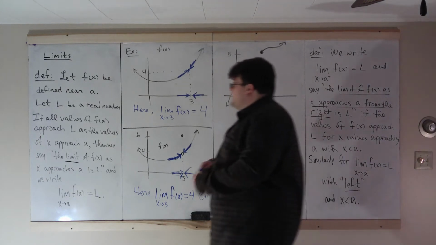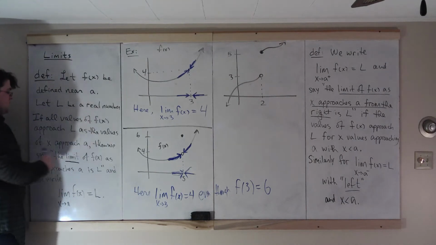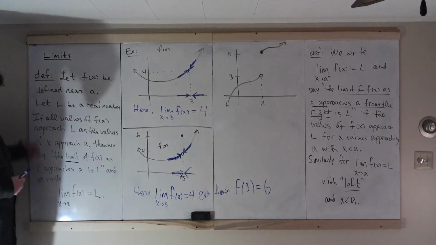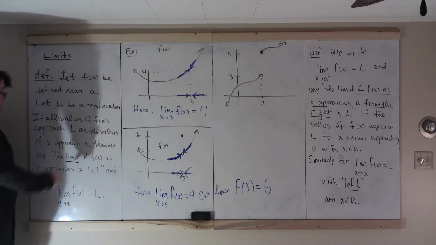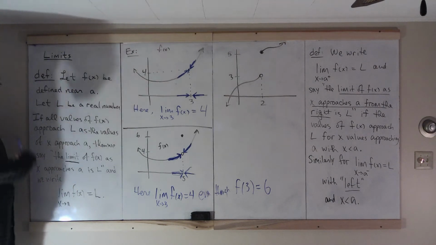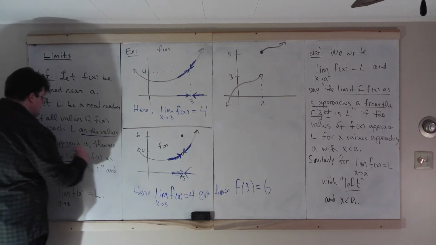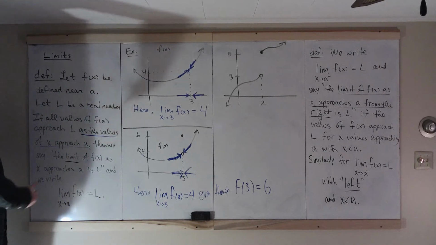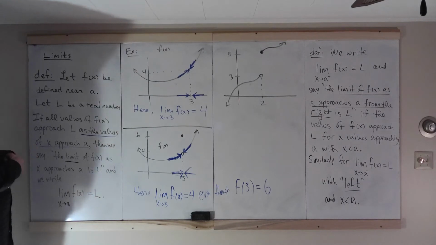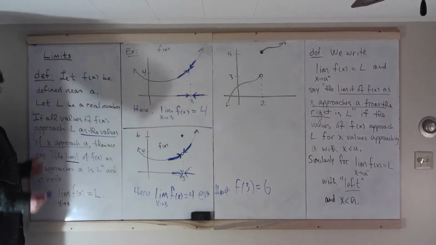So let's look at this definition. All values of f of x approach L as the values of x approach, in this case, 3. Well, we're not looking, in this definition, at what happens at 3. What happens at 3 doesn't even matter. All that matters is what happens as the values of x approach, in this case, 3. What happens at 3 does not matter as far as the limit is concerned. The function doesn't even have to be defined at 3. I could have gotten rid of that dot up there, and the limit would still be 4.